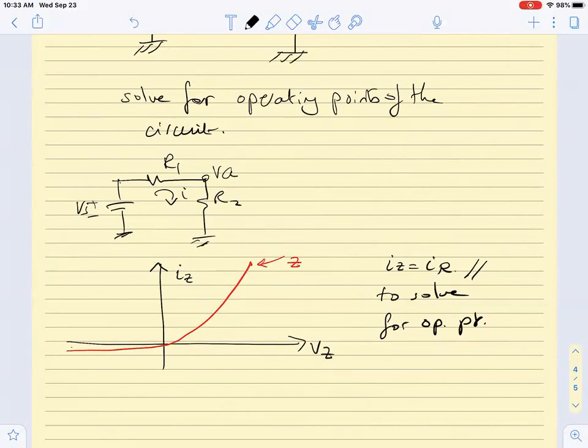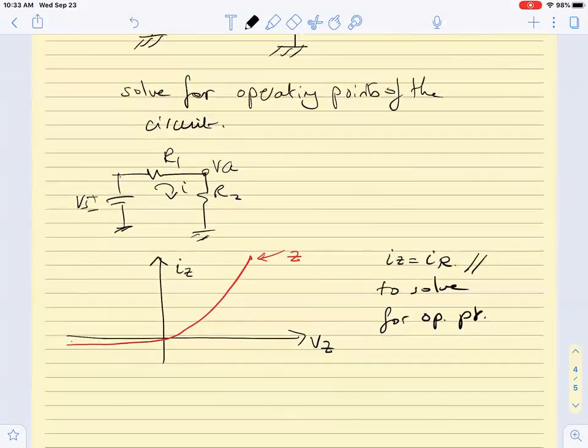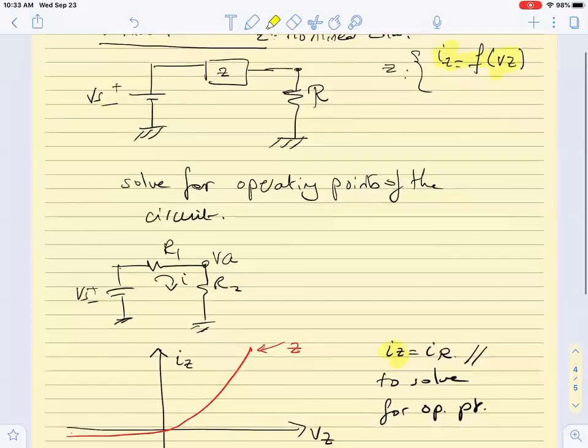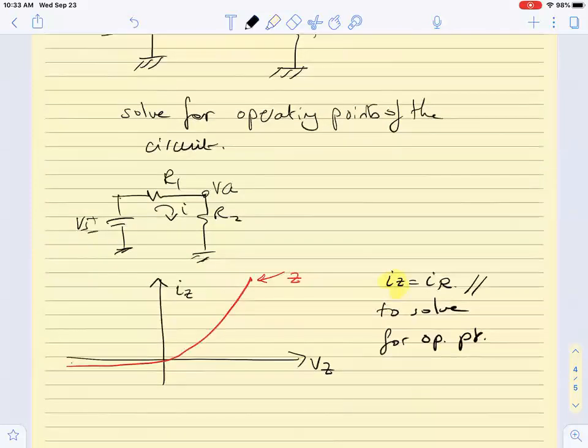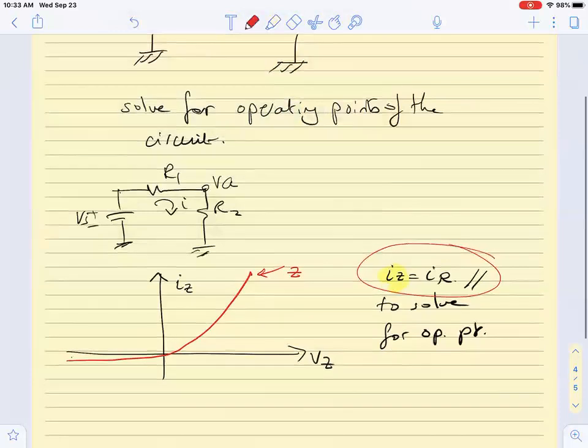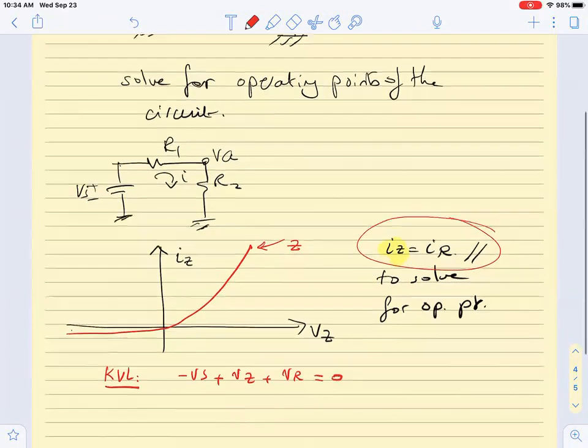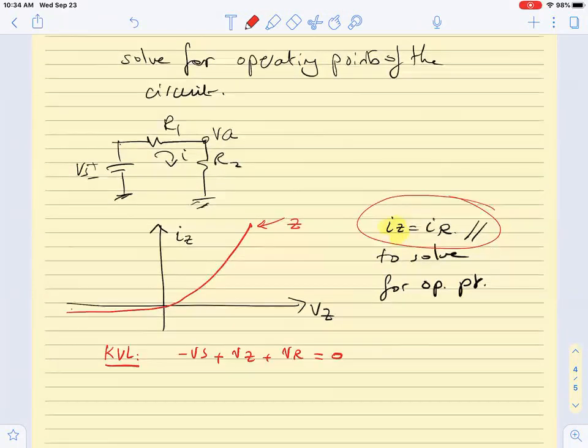What do we know for the current with the equation for IZ? So I know the equation for IZ. What do I need to find to complete this equation here? What do I need to put in it? What do I know from KVL, that minus VS plus VZ plus VR is equal to what? Zero. And I know that I can write what is VR?